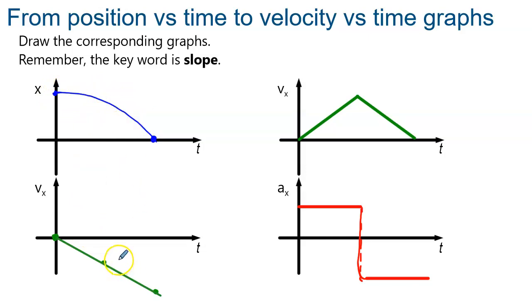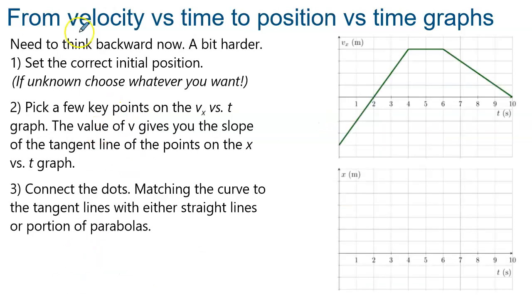The next tool that I want to discuss with you though is what happens when we want to go in the other direction. So what if we have, for instance, a velocity versus time graph and we want to find the position versus time graph? You kind of have to think backward now, and that's a little bit harder, but it's not that bad. Okay, so first thing is you have to set the initial position. This is not given by the velocity versus time graph. So really, if the problem is not specifying anything, just choose the origin or actually whatever point you want. There is no right or wrong answer for that.